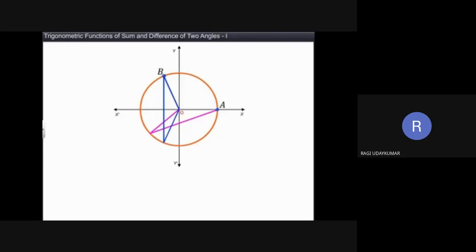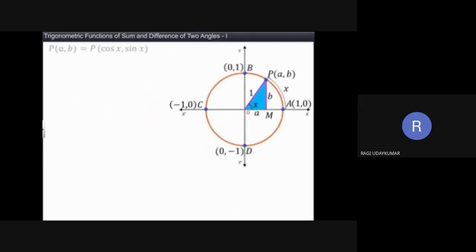So, sum and difference of the two angles. Here the points A, B, C and D are taken. The angle AOB has measure X, angle BOC is Y, and the measure of angle AOD is Y, but we are taking it in a clockwise direction, so the representation is minus Y. That's all. The measure is equal. If OP is a ray which makes an angle of x radians with the positive x-axis, the coordinates of the point are cos x, sin x.